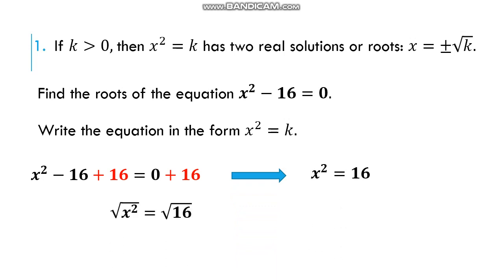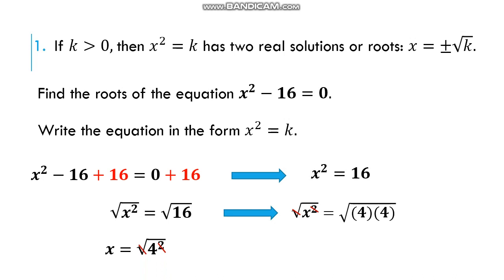Extract, it becomes square root of x squared is equal to square root of 16. Since 16 is a perfect square number, we factor this out: 4 times 4. Cancel the 2 on the left side, and what is left is x. Since 4 times 4 are the factors of 16, we rewrite this as 4 squared and then cancel out the 2 and the radical symbol, and our answer is x is equal to positive and negative 4.